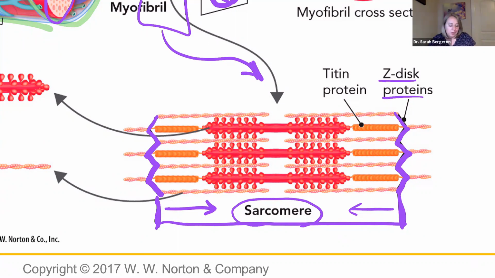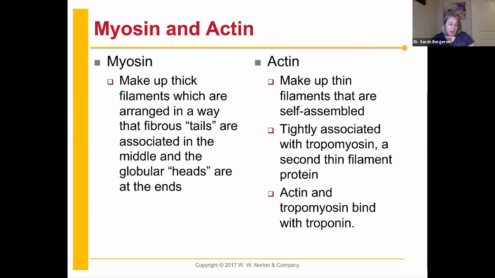All right, so let's review some terms. So myosin, this is what makes up our thick filaments. And they're arranged so that what are called tails are associated in the middle of the sarcomere. So if you have a myosin filament, it's going to look like this. It has a head region and it has a tail region, right? And there are usually two hooked together. They wind around each other. And so you actually end up with two heads instead of one.